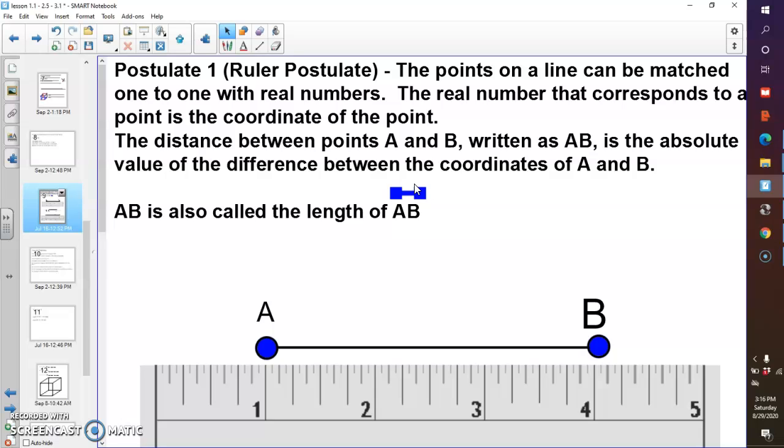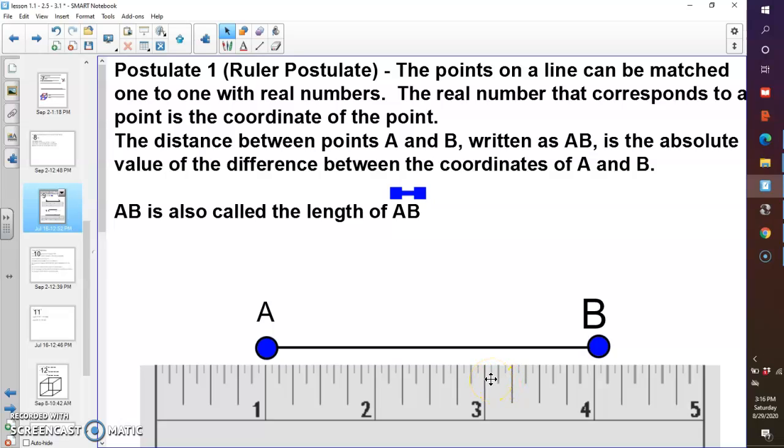And that is the points on a line can be matched 1-to-1 with real numbers, and the real number that corresponds to a point is the coordinate of that point. And the distance between those points, A and B, written as AB, is the absolute value of the difference between the coordinates of A and B. So if I make that a little simpler, that's a pretty wordy postulate. Essentially what they're saying is if I make point B at 4, that's the only place point B can be. I can't make point B 3 as well.